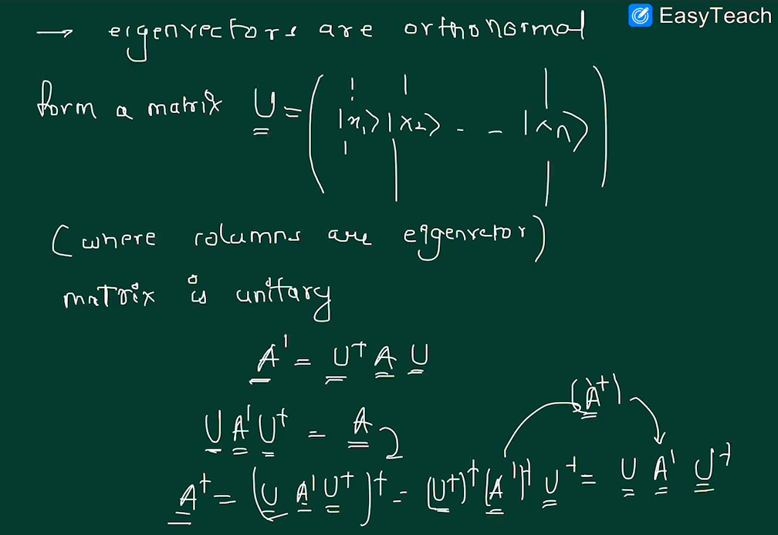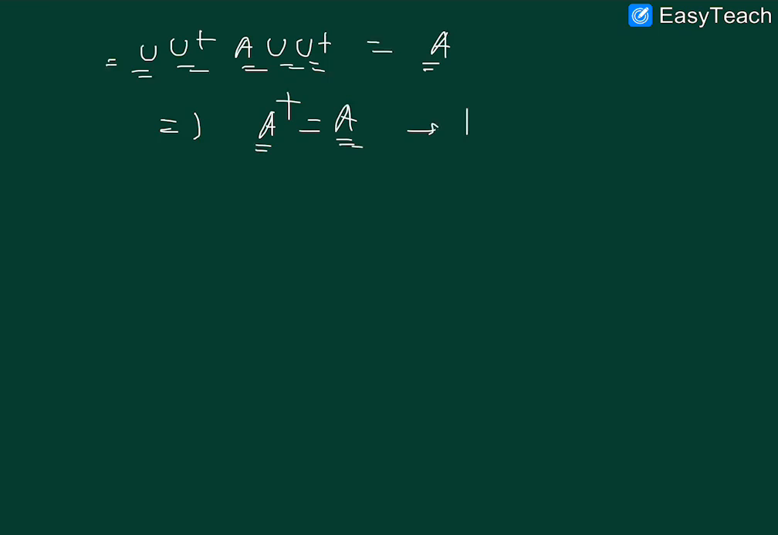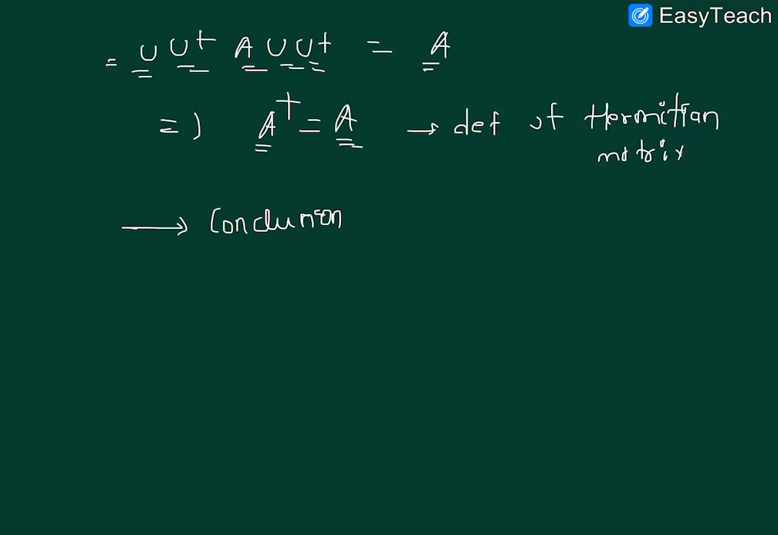Now we put the value of A prime from here into this matrix and we get U A U dagger, which is equal to A, and finally we get A dagger is equal to A. This is nothing but the definition of a Hermitian matrix. So we can finally conclude A is a Hermitian matrix. I hope the solution is clear.